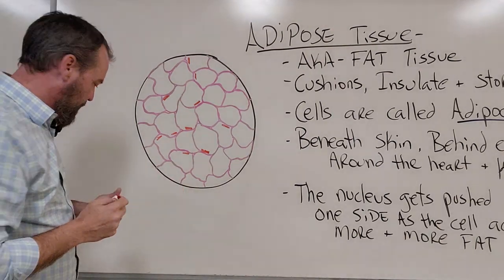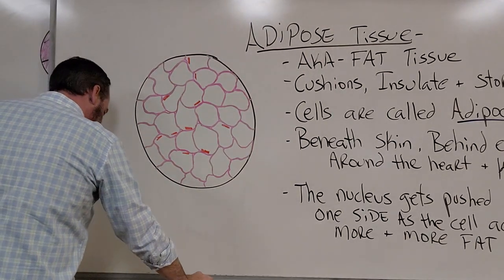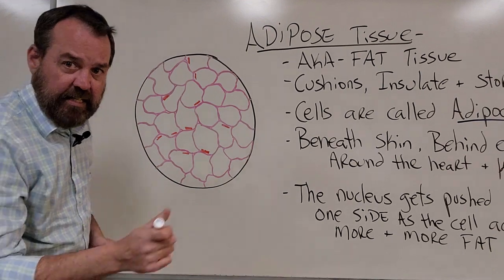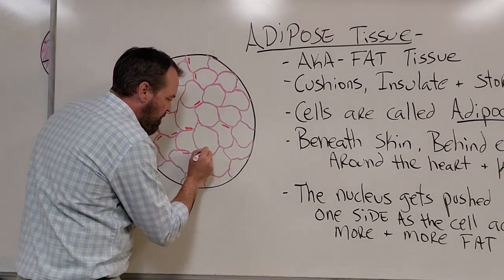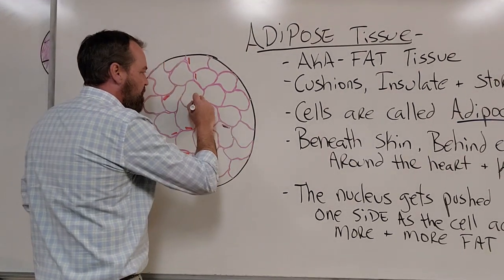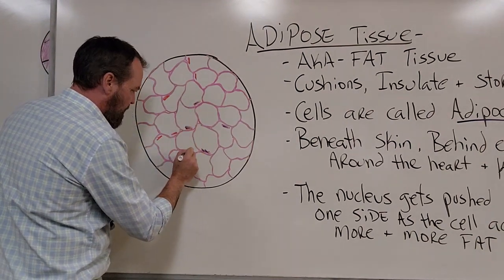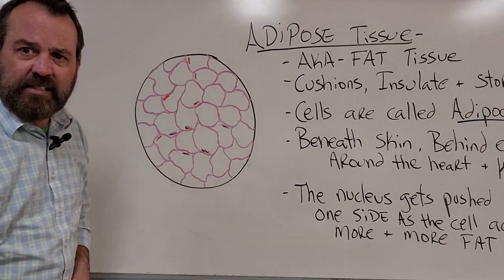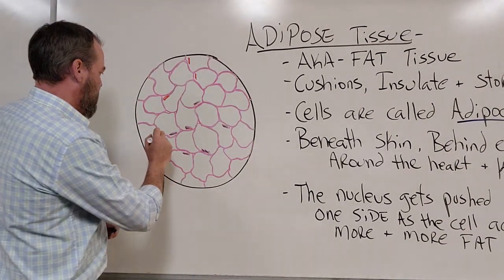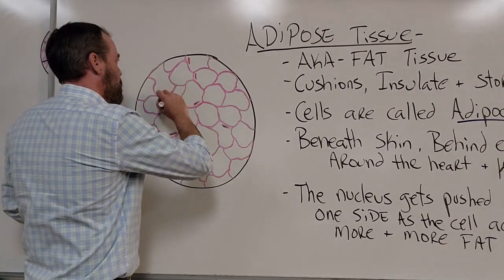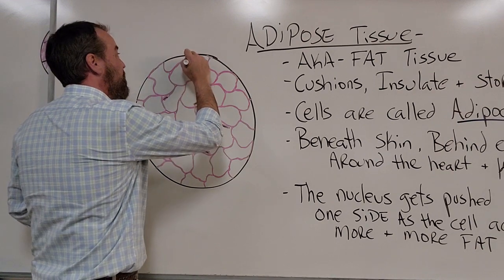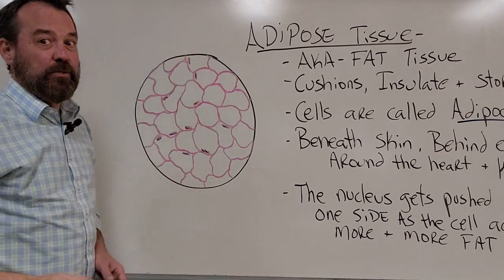We have to look at this. Let me do that in a different color. I just looked at it and saw it. You can't really see it. All right, so there, bam. Make it a little darker. So I don't know that it's dark enough, but you get the idea. We're pushing that nucleus up against the side of the cell. And that's our giveaway that this is adipose tissue.